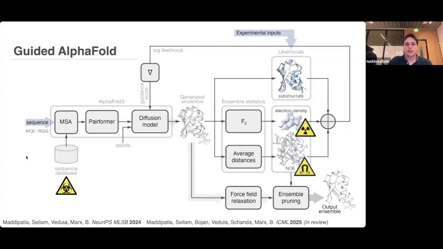So we can think about it as biology goes here. We use some biological data to use the MSA, which is the multiple sequence alignment. And then we use the physical part, which are the measurements in this part. This is for the guidance. And then we use some prior from chemistry, also inside the diffusion model and also inside the Amber force field relaxation.